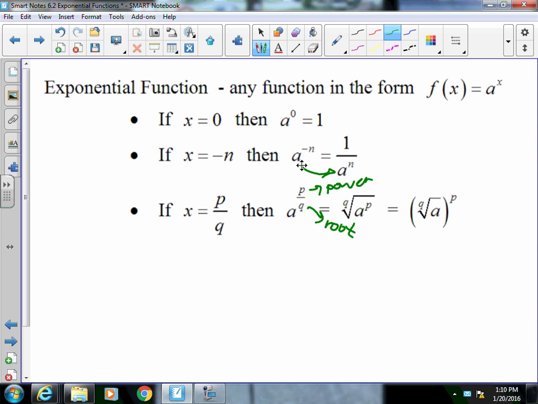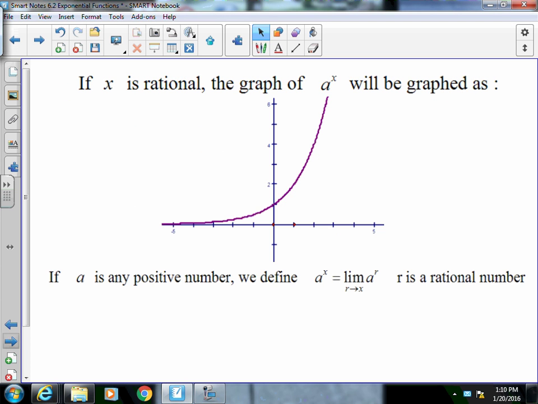So a to the p over q is the same thing as the qth root of a to the p, or the qth root of a quantity to the p. So either of these will work. Meaning, you can take it to the power or the root first, whichever order you'd like to do it. If x is rational, the graph of a to the x will always be graphed like this.